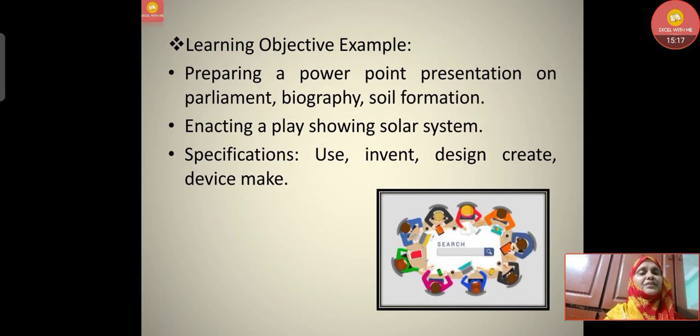Now, learning objective examples for this: preparing a PowerPoint presentation on Parliament, biography of some important persons, soil formation, then enacting a play showing the solar system. Very, very interesting it could be. They will very happily involve themselves with new ideas on how to do that activity. What are the specifications here? Use, invent. Students will be able to design, create, devise or make. So these are the examples to write the learning objective here.